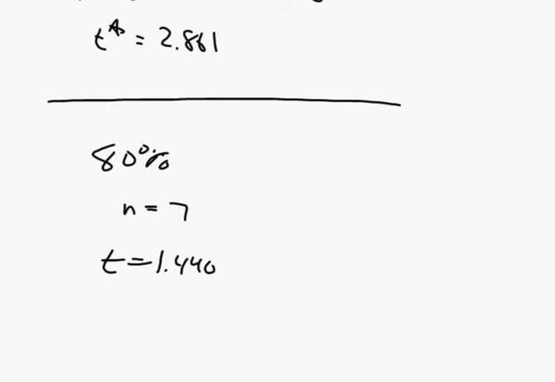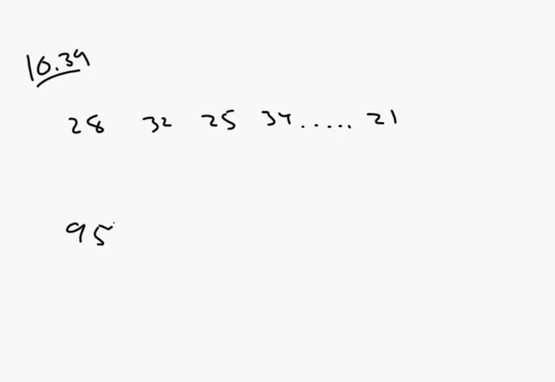Let's actually try and do a confidence interval. All right. So this is problem 10.39. Here in this question, they give us some information. They give us a list of numbers that starts out as 28, 32, 25, 34, and so forth. It goes all the way down to a number 21. And they're asking us to find a 95% confidence interval. Okay. So let's get our calculator going.